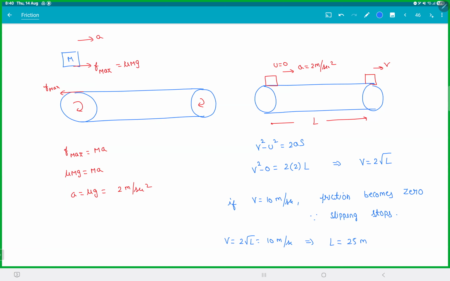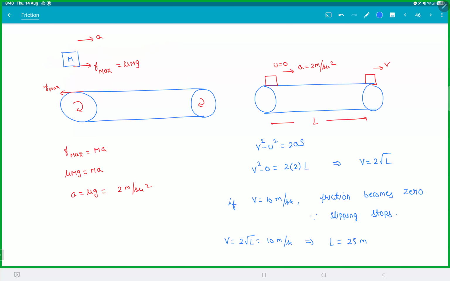For example, in the exam, if they give you L is equal to 100 meter, if you put V is equal to 2 root 100 and write 20 meters per second, that's a wrong answer. Are you getting it? So the friction will act only for the first 25 meters and remaining 75 meters, it will just go with a constant speed.